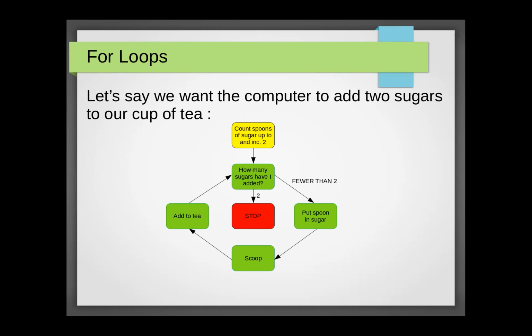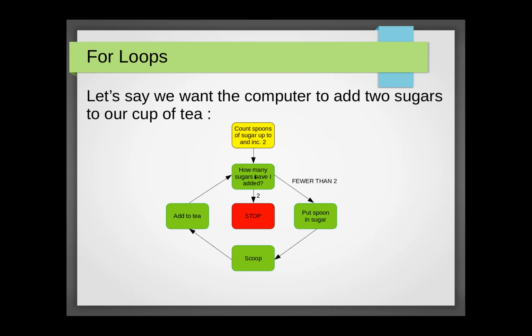So let's have a look at a for loop. Let's say we want the computer to add 2 sugars to our cup of tea. So first thing we might want to do is count our spoons of sugar up to and including 2. Then I say, how many sugars have I added? If it's 2, then stop. If it's fewer than 2, I'm going to put a spoon in the sugar. I want it to scoop the sugar, add it to the tea, and then check it again. Now, how many sugars do I have?